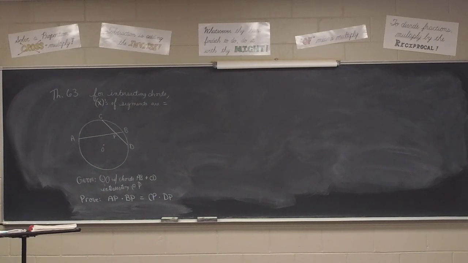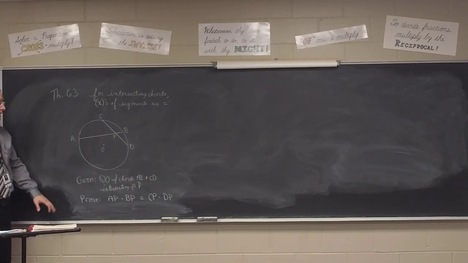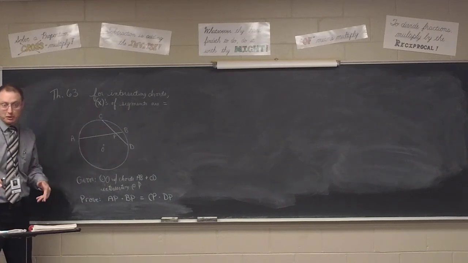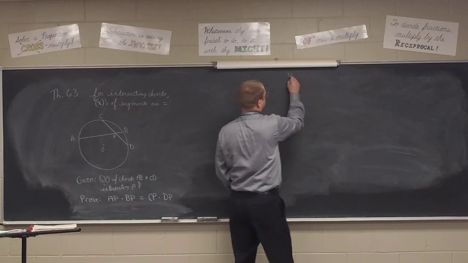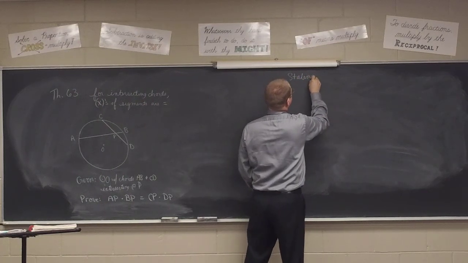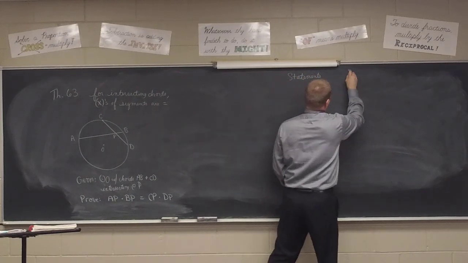Now, of course, the segments themselves are not equal. No way. AP is probably bigger than all of CD put together, but the product of the segments has to be equal. That's what we're going to prove. Once you have that down, two columns, statements, reasons. Go and get down your first statement and your first reason.